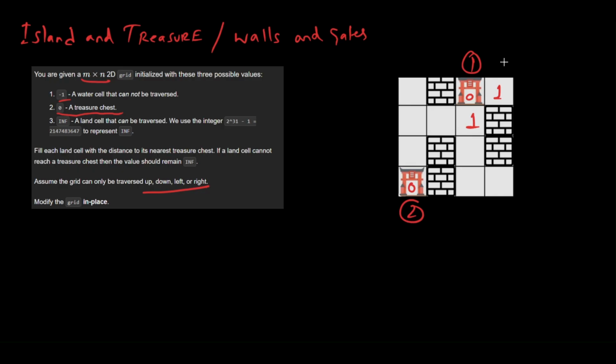So for layer 1, we have processed this chest, and we need to process layer 1 of this chest as well. When I go left, it is out of bounds, and when I go right, it is a blocker.